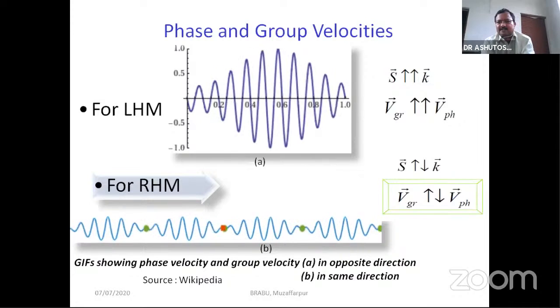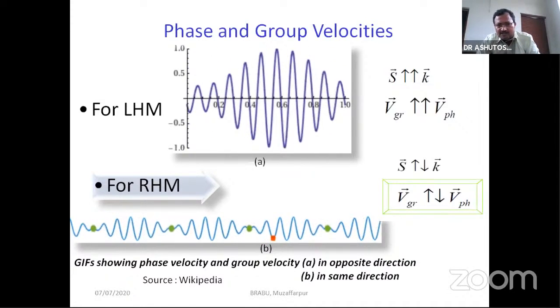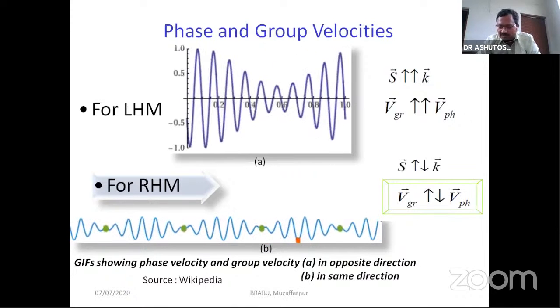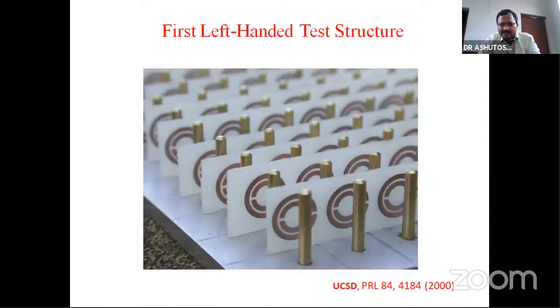So what we can say is that the group velocity is opposite to the phase velocity in the left-handed medium, but in the right-handed medium both are in the same direction. This is the first structure reported in 2000 and was published in Physical Review later.